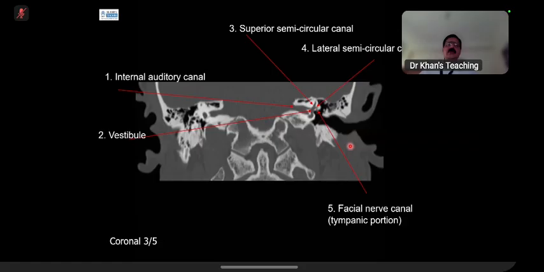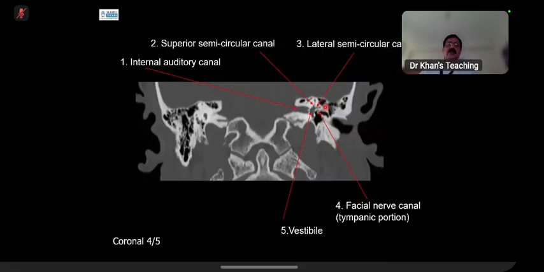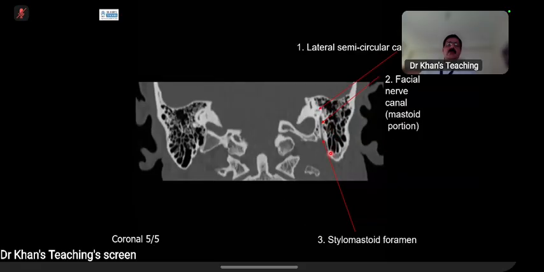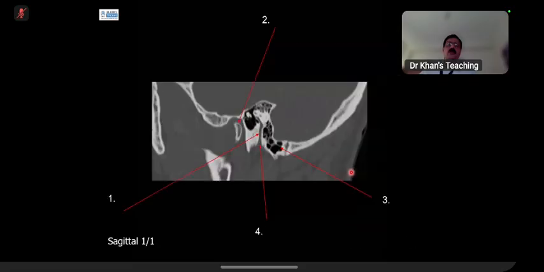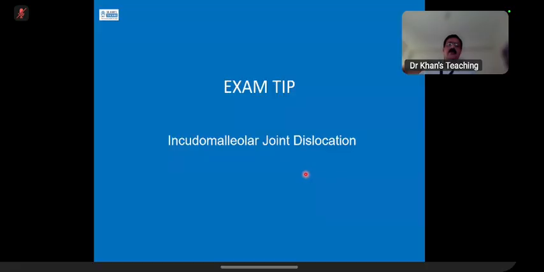And here we can see the superior semicircular canal, the lateral semicircular canal, and the facial nerve canal is inferior to the lateral semicircular canal. This is the lateral semicircular canal. And inferior to that is the facial nerve canal and the vestibule. And this is the descending portion, which is the stylomastoid foramen. On a sagittal, we can see the same thing.